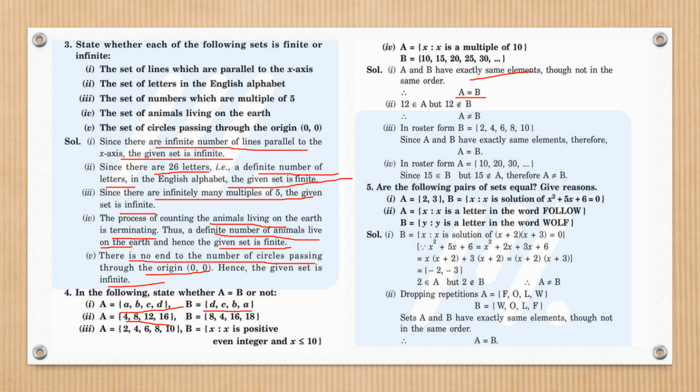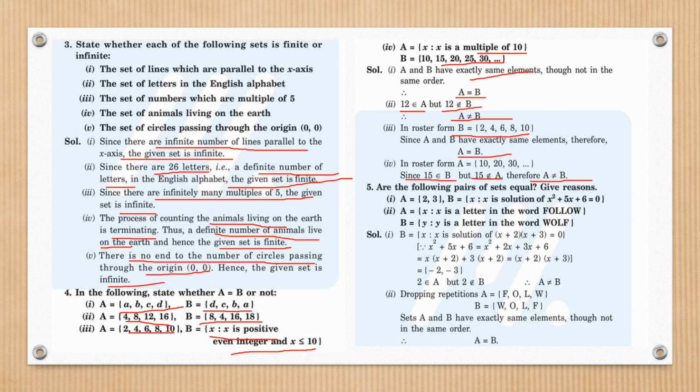A is {4, 8, 12, 16} and B is {8, 4, 16, 18}. So 12 belongs to A, but it is not in B. So sets are not equal. Next, A is {2, 4, 6, 8, 10} and B is {x: x is a positive even integer and x is less than or equal to 10}. When I frame my set B, all the positive even integers less than or equal to 10 will be 2, 4, 6, 8, 10, which are exactly the same as A. So A is equal to B. Next, A is {x: x is a multiple of 10}, and B has elements like 10, 15, 20. We can take one example: 15 belongs to B, but it is not belonging to A. So therefore A is not equal to B.